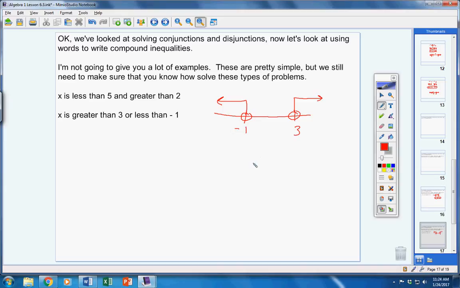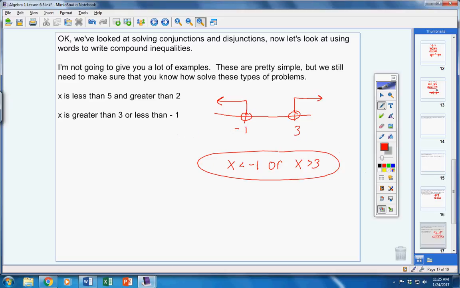Do I not have a disjunction? Sure I do. So right here in the middle I put what? "Or". For this I write what? X is less than negative 1. For this I write x is greater than 3. And that's it. They're really not that difficult, and that's why I'm not going to spend a lot of time on them. Okay? Go back and watch this again if you need to. Make sure you understand how to write these.